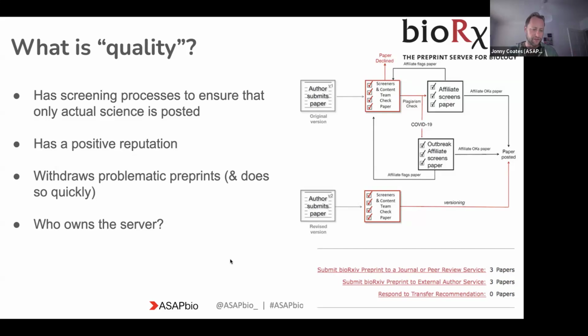So come back to who owns the server. Always check that and what their reputation is. And then the other question is, a high quality server will give you interactions with other services. And this is an example, it's a bit of an old example actually, from bioRxiv, because I've got a few more now. So on bioRxiv, when you upload your preprint, you could submit it to a journal, or you can submit it to a preprint review service. You can submit it to an external author service, and there's a few versions of that. You can transfer it directly to a journal. You can submit it for community peer review. So there's a lot of different interactions there that add to the quality of the server.